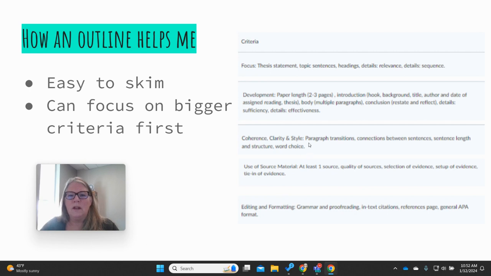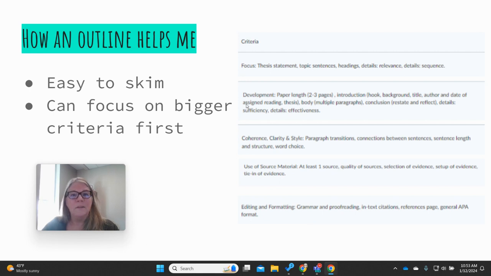Usually with coherence, clarity, and style, we wait until you have a draft, because this has to do with how sentences connect to one another and things like that. I could probably check organization in the outline. That's not listed on here, but I could check the general organization and make sure you're on the right track with that. Source of material, I can at least check that you're using sources in your paper, and if not, we can address that. Editing and formatting, we're probably not going to get too much into that in the outline, except for maybe your citations in your reference list, okay?